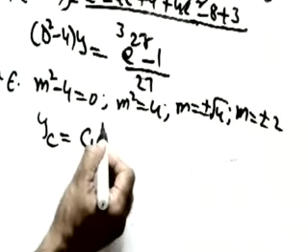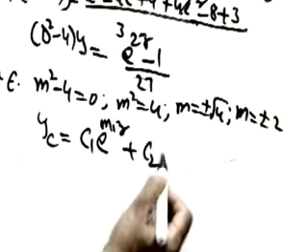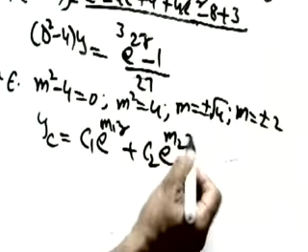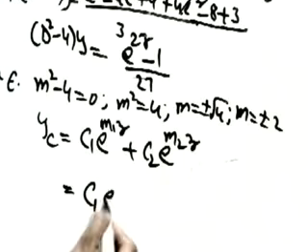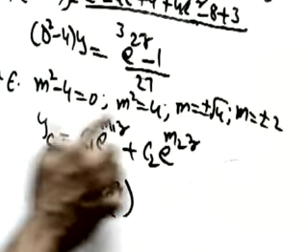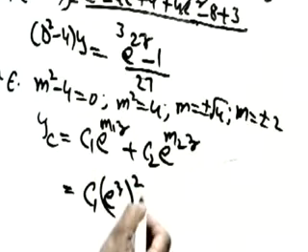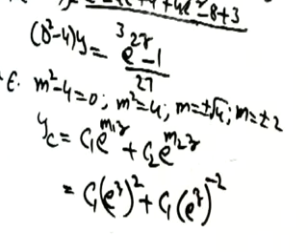Therefore the complementary function is c1 e power m1, in place of x you must write z, plus c2 e power m2 z. See here, I'm writing like this: c1 (e power z) whole power m1, where m1 value suppose we take 2, plus c2 (e power z) whole power m2.